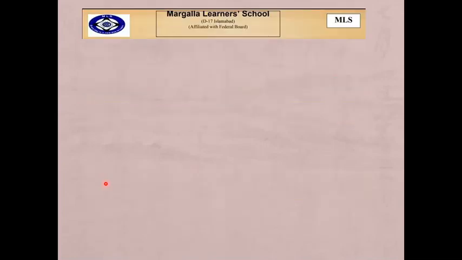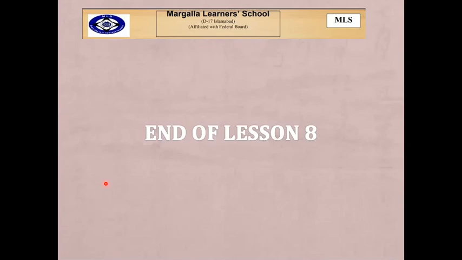So students, that was the end of lesson number 8. I hope you have understood it well. Now what you have to do is make a rough mind map of the text that we just read. You can go through it yourself two to three times, but you have to make a mind map.